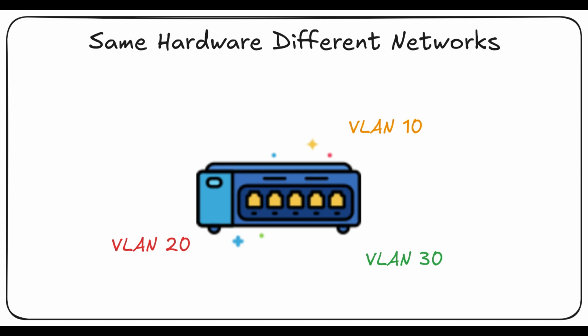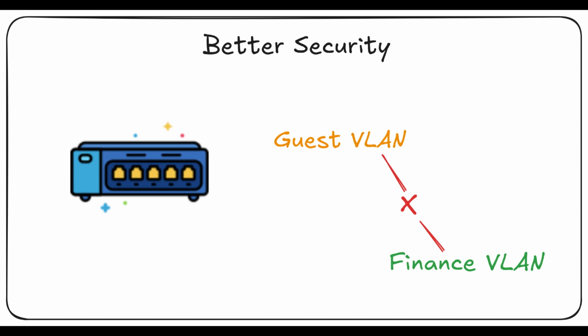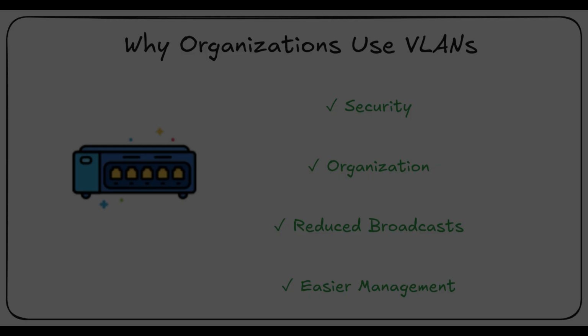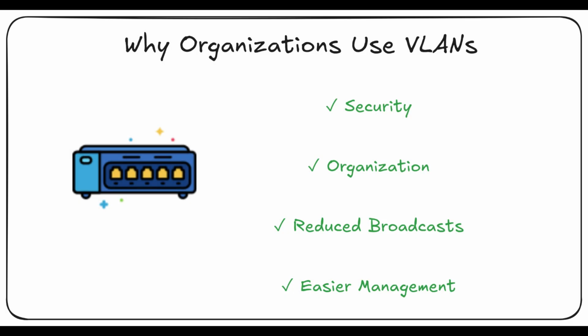A device in the guest VLAN cannot automatically communicate with devices in the finance VLAN. Traffic between VLANs usually requires routing and additional security policies. VLANs also help reduce unnecessary broadcast traffic and make networks easier to manage as they grow. That's why VLANs are commonly used in offices, schools, hospitals, and enterprise environments.